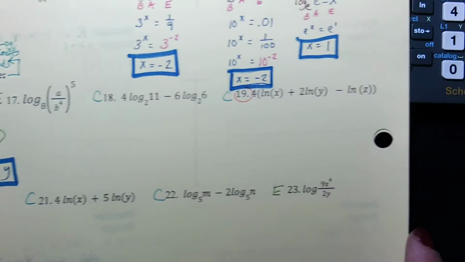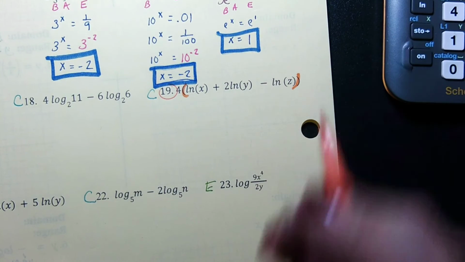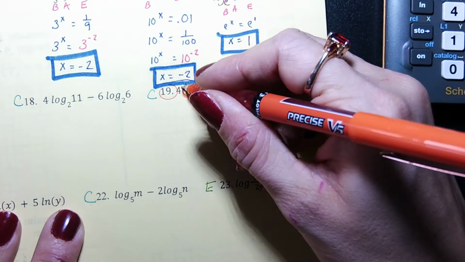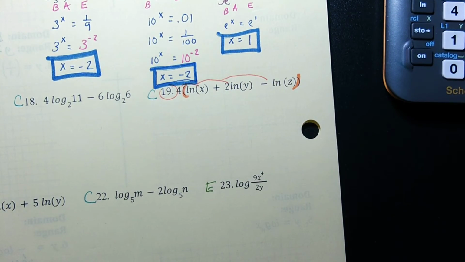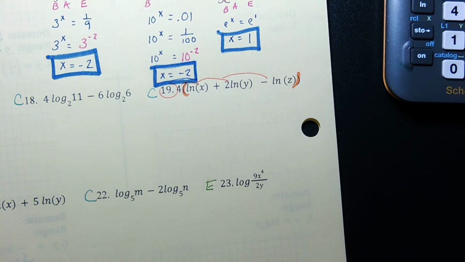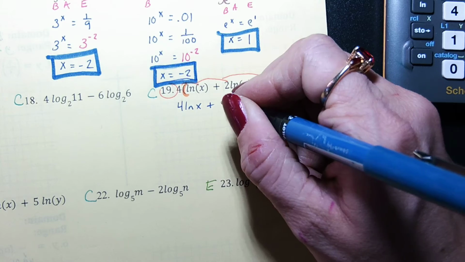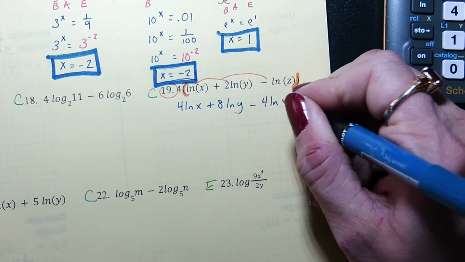Moving on to number 19. It's kind of tough to tell, but that 4 is outside these big parentheses. So I would start again from a PEMDAS standpoint and distribute that into all of the logs. On this one, we are condensing. So distributing, we get 4 natural log x plus 8 natural log y minus 4 natural log of z.